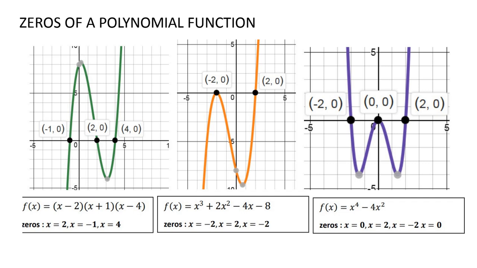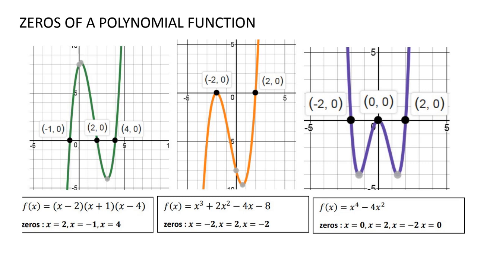If we are given a graph, any place where my graph intercepts the x-axis is going to be a zero. So for example, on the first graph, we see my graph is crossing the x-axis at -1, at -2, and at 4. So my polynomial in factored form is going to be f of x equals x minus 2, x plus 1, and x minus 4. And my zeros are 2, -1, and 4. Again, those are the places where the graph is crossing the x-axis.